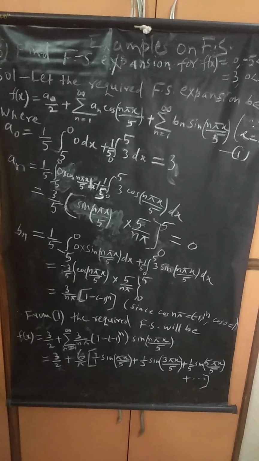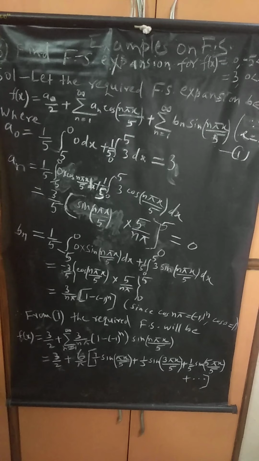On this we will see our third example, which is: find the Fourier series expansion for the given function f(x) equal to 0 when minus 5 < x < 0 and equal to 3 when 0 < x < 5. That is, the function is defined in the intervals minus 5 to 0 and 0 to 5.